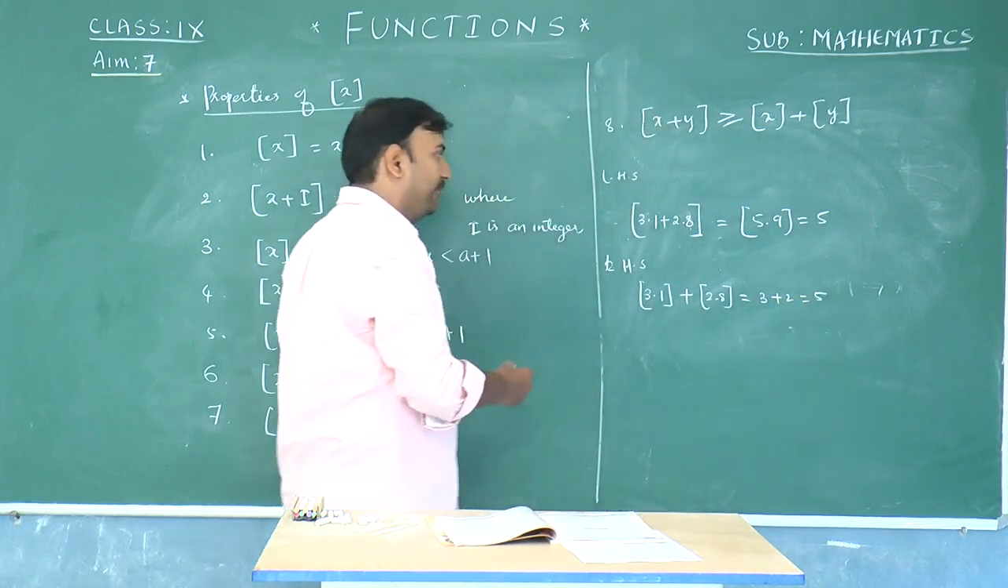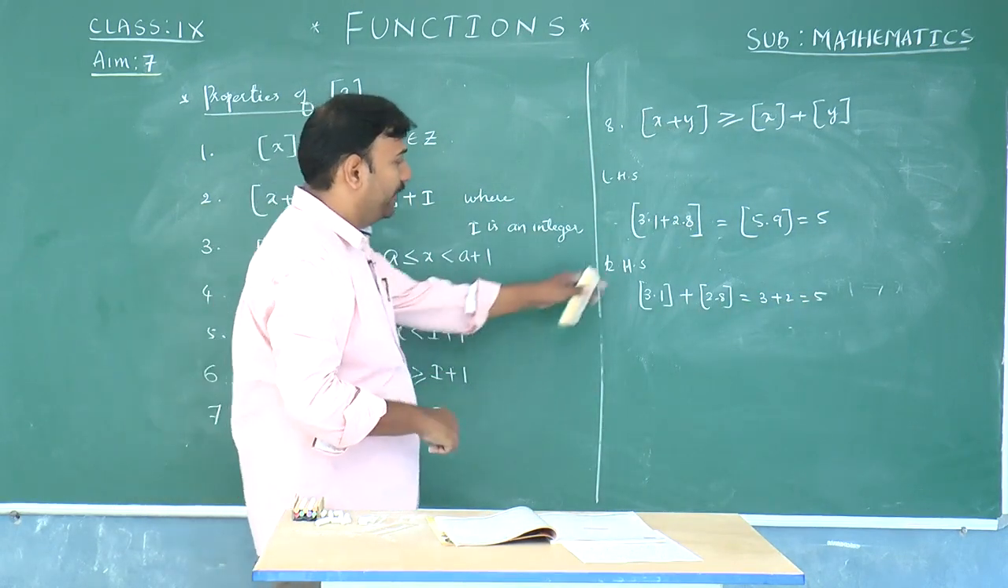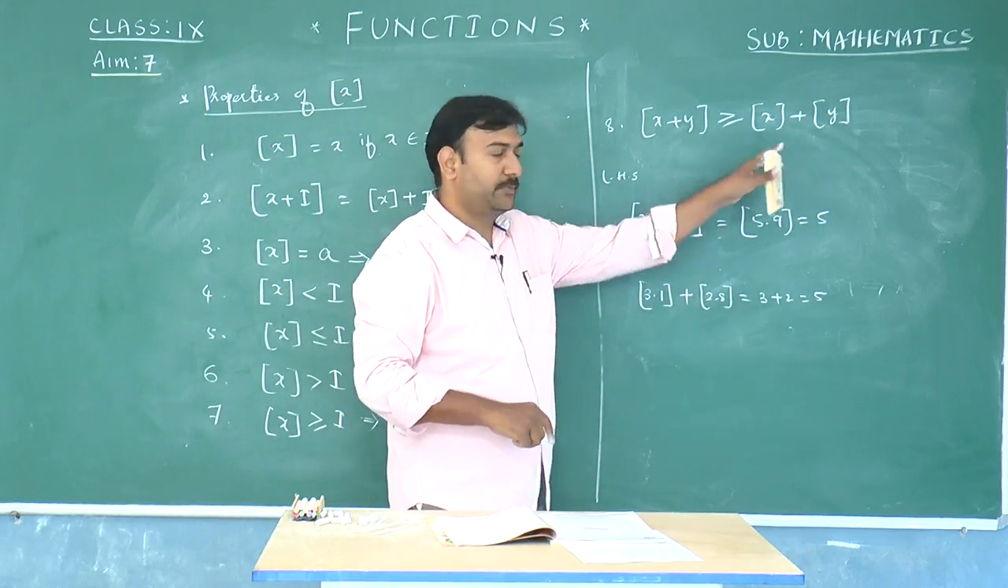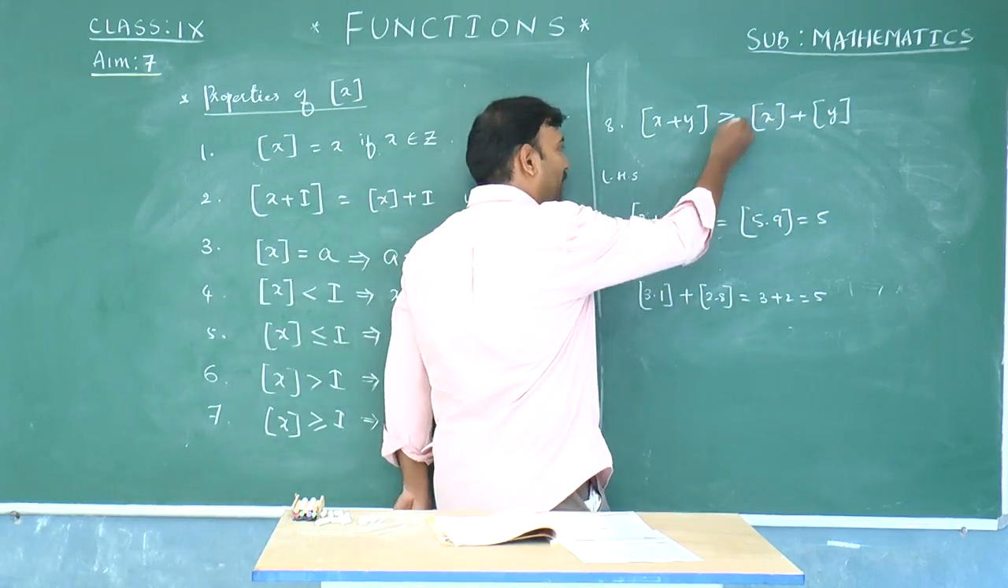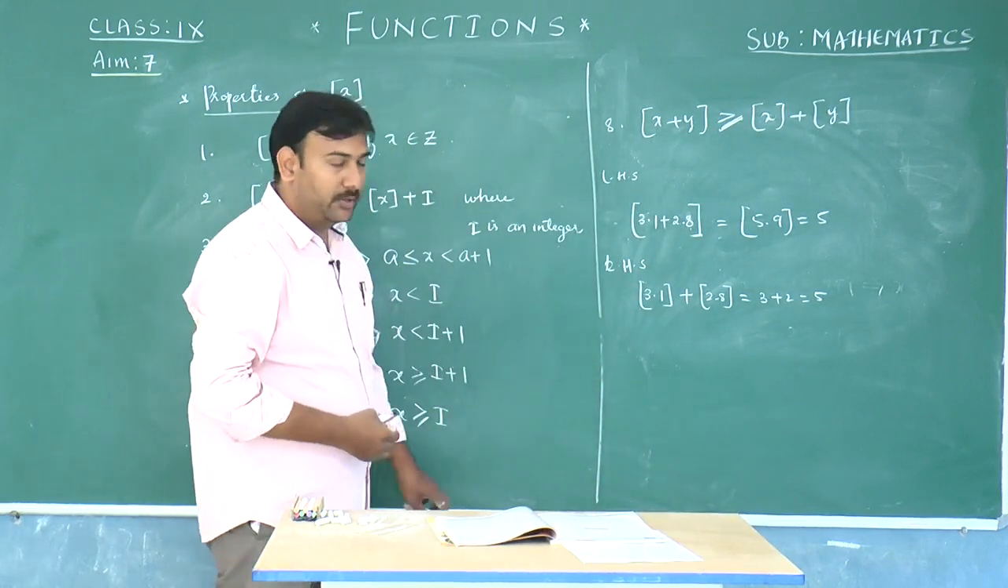So what we have verified is that step of x plus y became equal to step of x plus step of y. It should be either greater or equal. So in this case, we got the result as equal.